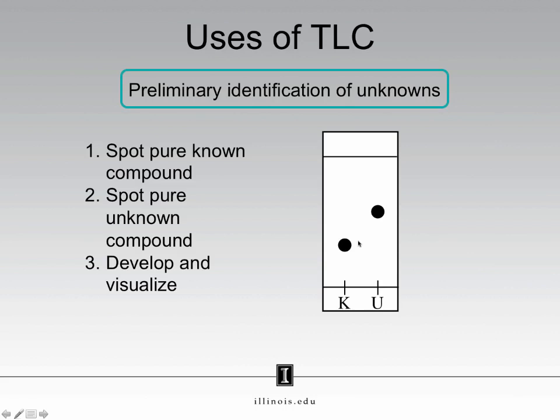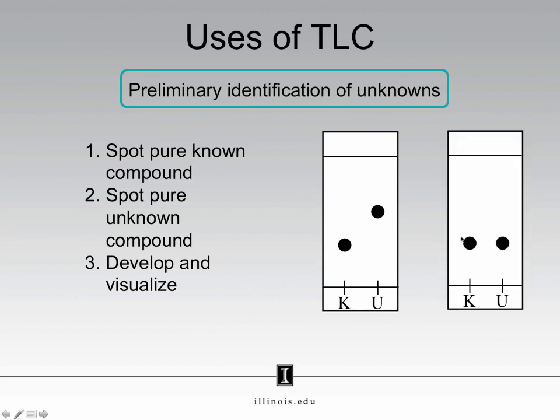We could also have a situation such as this, where our unknown compound has the same retention factor as our known compound. This is very good evidence that our unknown compound is the same as our known compound. However, it is possible that our unknown compound is a different compound that just happens to have the same retention factor as the known compound. This is unlikely, but it must always be considered.